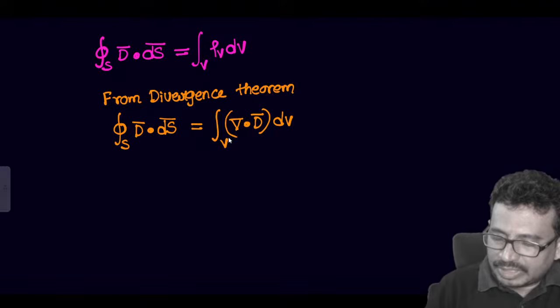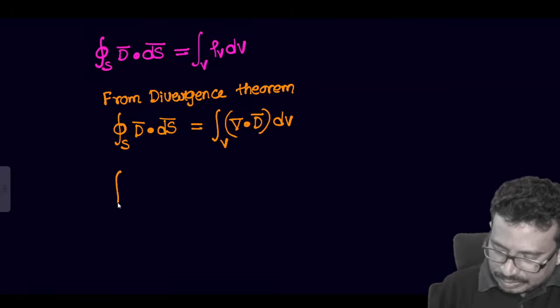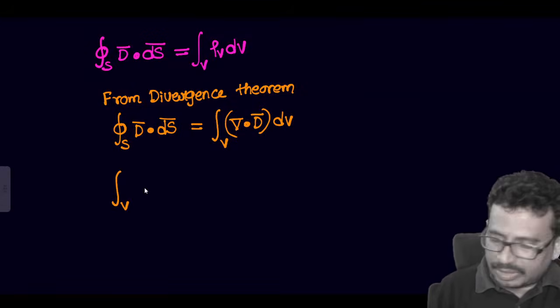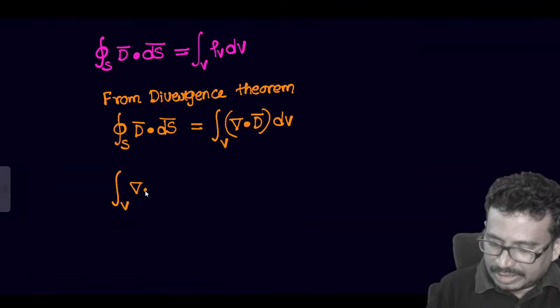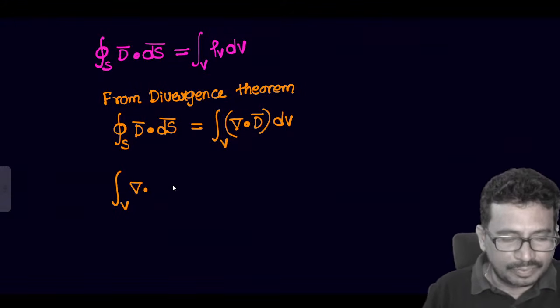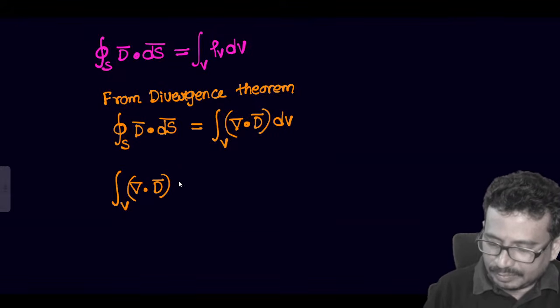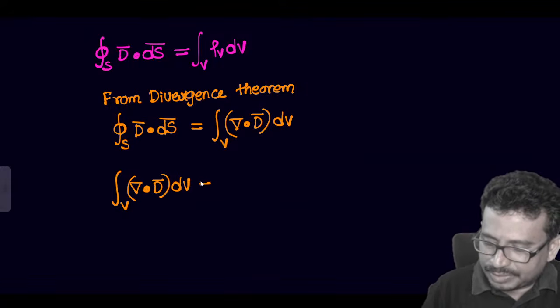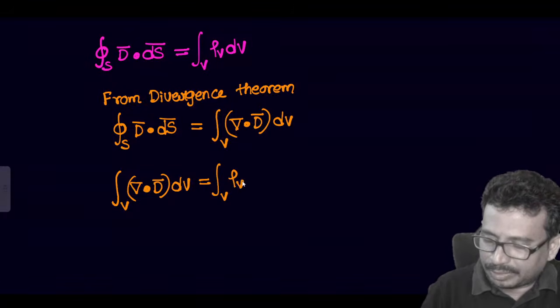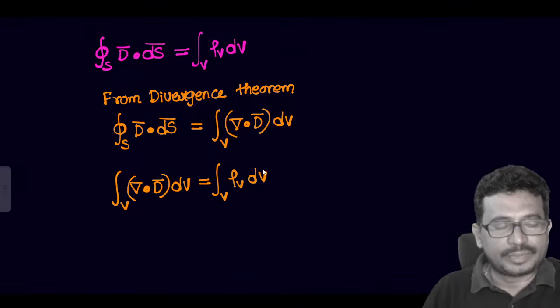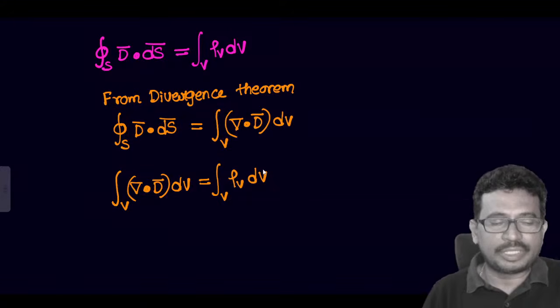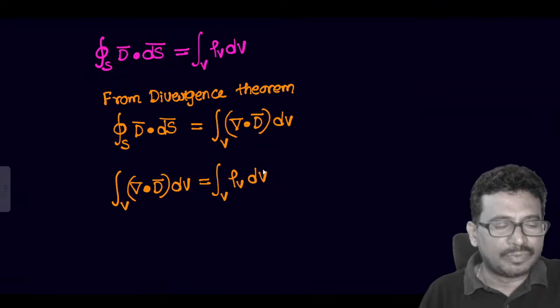So from this we can write now here. We'll write it as the volume integral of del dot D into dv, which is equal to the volume integral of rho v into dv.